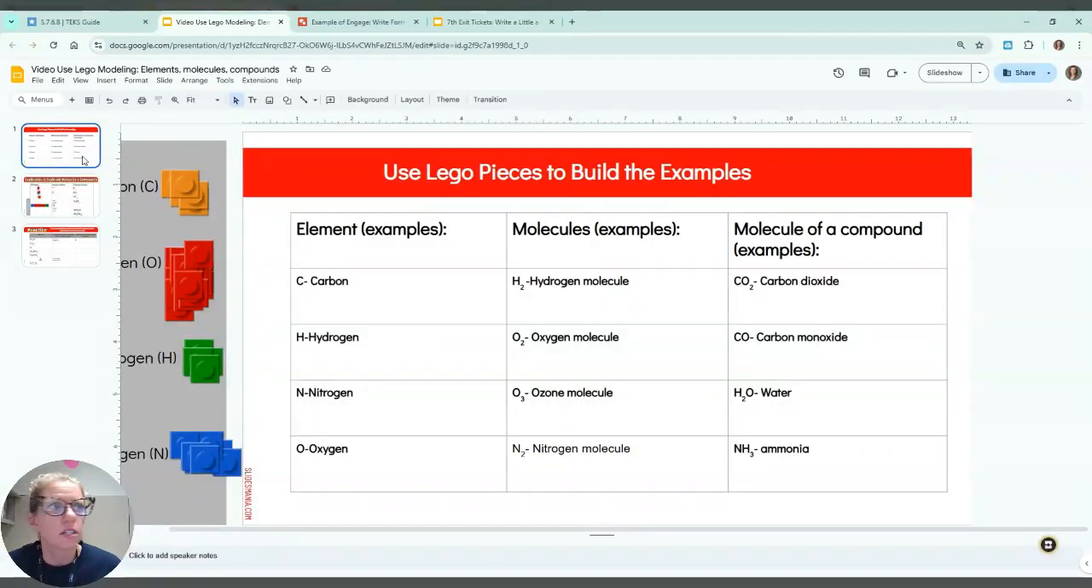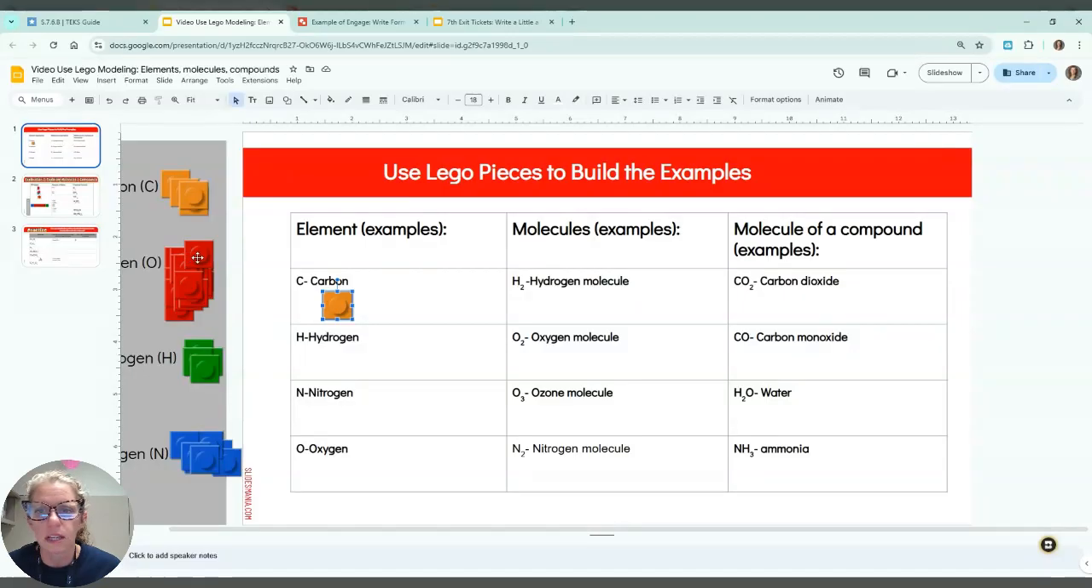And it starts simple here, and it's broken down into the element, molecules, and compounds. Notice this says molecule of a compound, so a compound is still a molecule. But you could even make this into a card sort if you wanted to. They can use the element or the Lego blocks over here to build elements, molecules, and compounds. And this should be pretty simple.